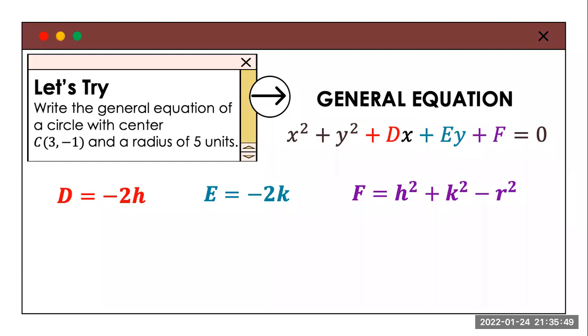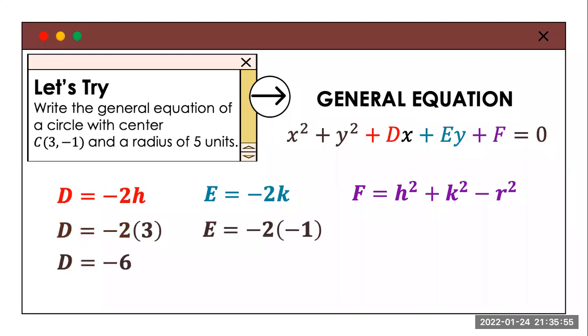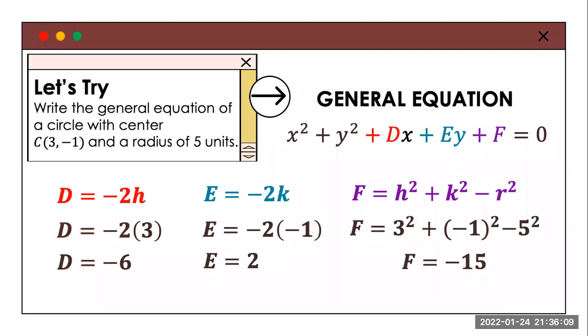Let's start with the d. So, for the d, negative 2 times 3 is negative 6. For e, negative 2 times negative 1 is 2. And for f, substitute mo lang sa h, k, and r. So 3 squared plus negative 1 squared minus 5 squared. That is negative 15. Remember ang ating general equation: d, didikitan mo ng x. e, didikitan mo ng y. And then f, yung constant, equals 0. So ang sagot, x squared plus y squared minus 6x plus 2y minus 15.